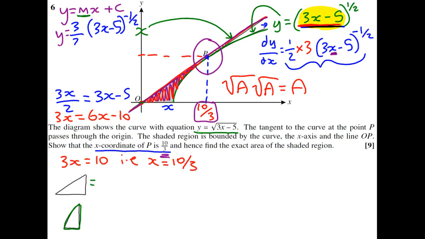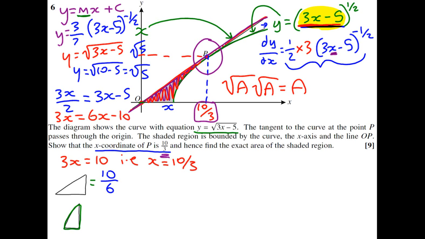doesn't matter which equation you use, the point P is on this line, y equals square root of 3x minus 5, and if we know that x is 10 over 3, y is going to be the square root of 10 over 3 times 3 is 10, minus 5, root 5. So the value of y there is root 5. So it's going to be a half times 10 over 3, which is 10 over 6, times by root 5. So that is the value of the area of the triangle.